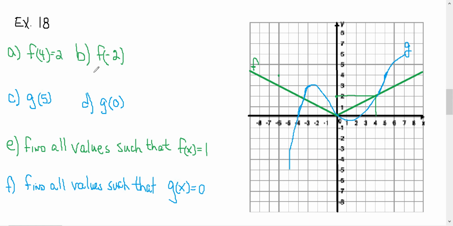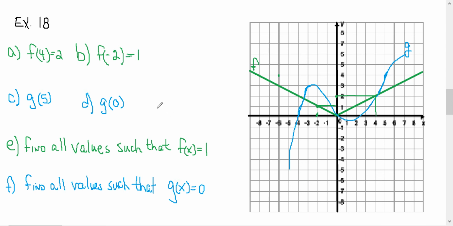I'm going to do the same thing for b, where f of negative 2. That means when x is negative 2, what is y? So here is negative 2 on the x-axis, and I'm just going to go up. It looks like I'm going up 1, and follow it over to the right. And I can see that when x is negative 2, y is going to be 1.